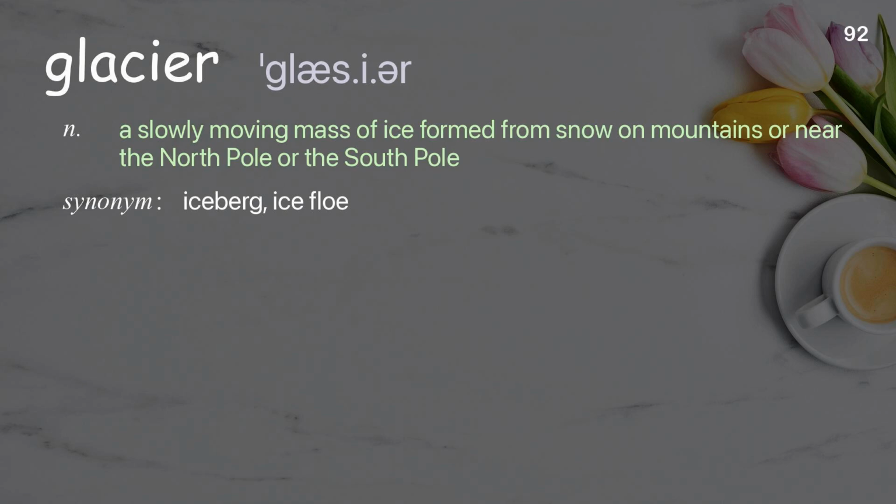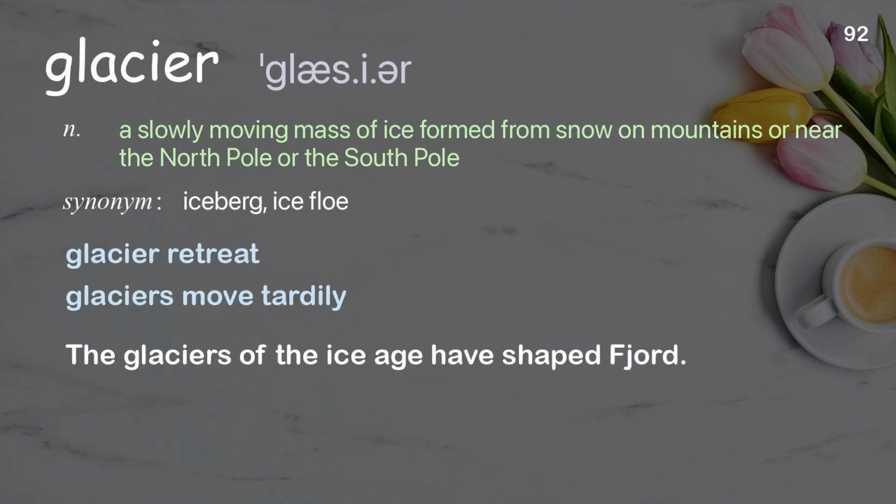Glacier. A slowly moving mass of ice formed from snow on mountains or near the North Pole or the South Pole. Examples: Glacier retreat. Glaciers move tardily. The glaciers of the Ice Age have shaped fjord.